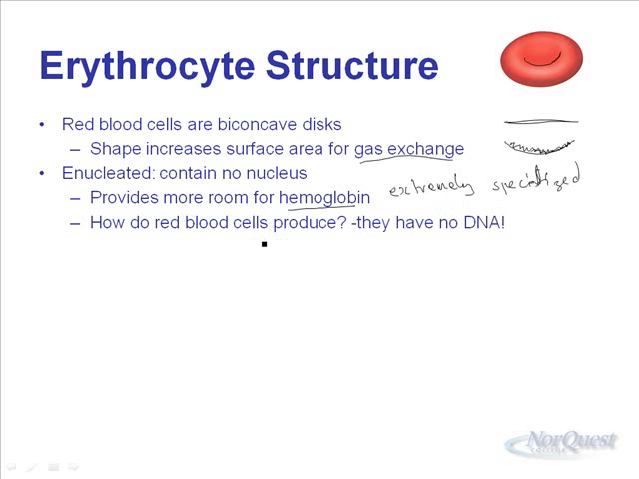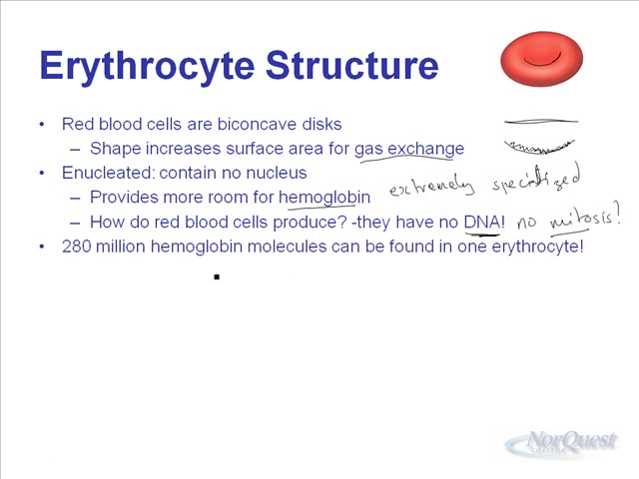So the question is, how do red blood cells reproduce? If they don't have a nucleus, they don't have DNA, and if you don't have DNA, there's no mitosis. No cell reproduction.